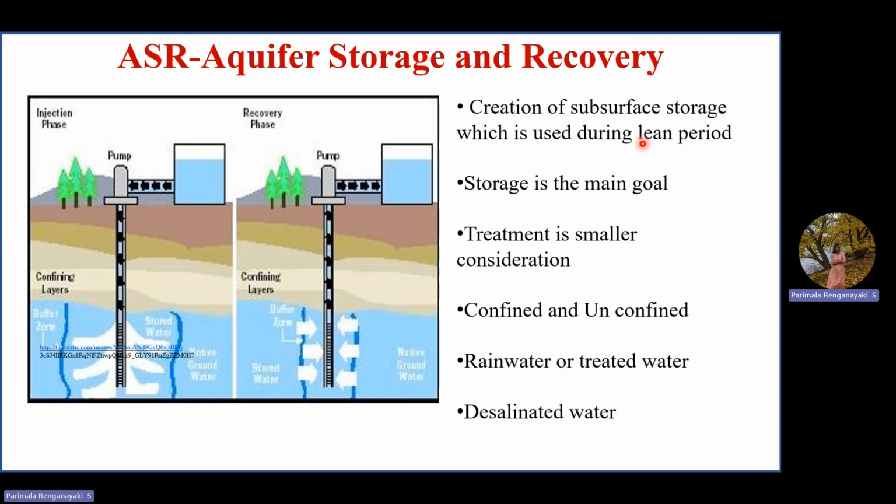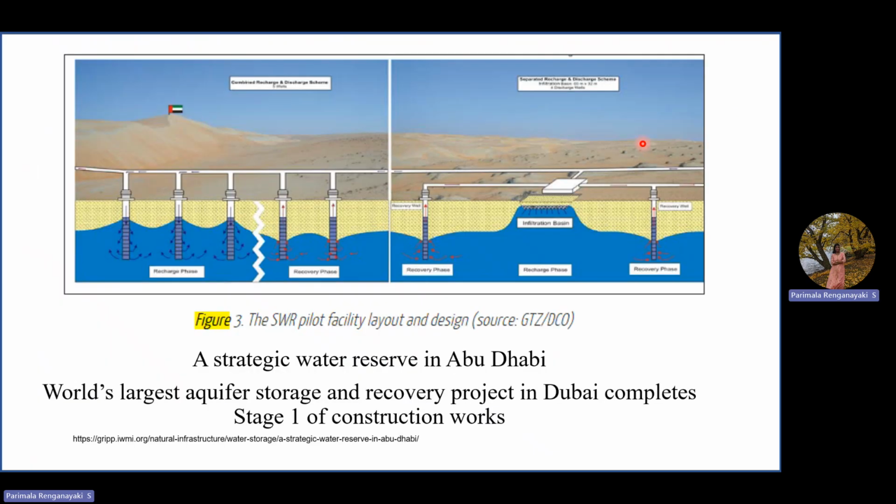So this creates subsurface storage, which is used during the lean period. Storage is the main goal. We are not talking about any treatment when it is stored inside the ground. Treatment is a smaller consideration. This can be used in confined as well as unconfined aquifers. We can go for rainwater or fully treated water as a source of water, and even desalinated water can also be used.